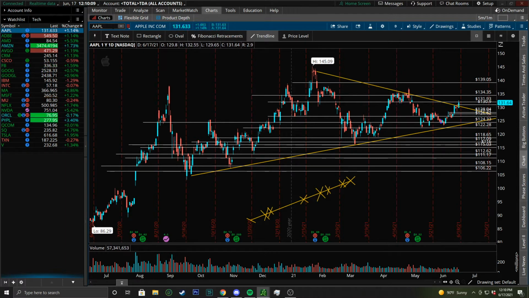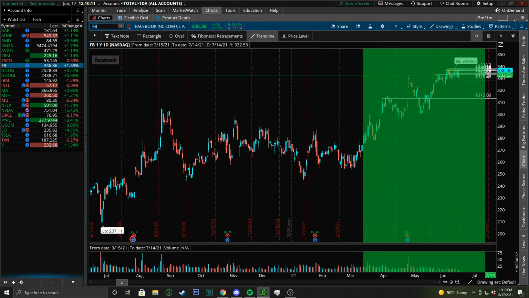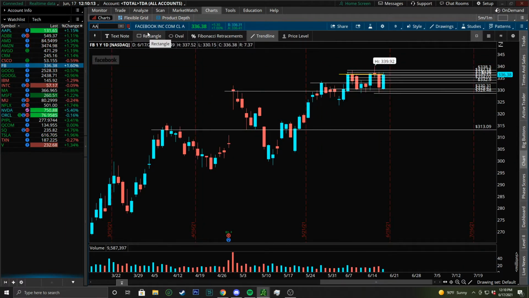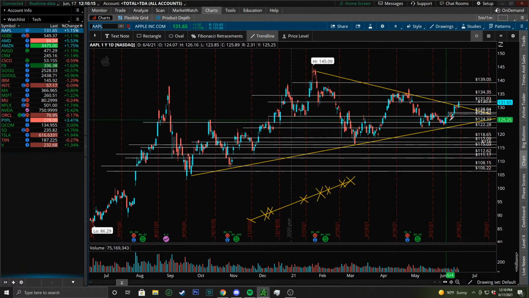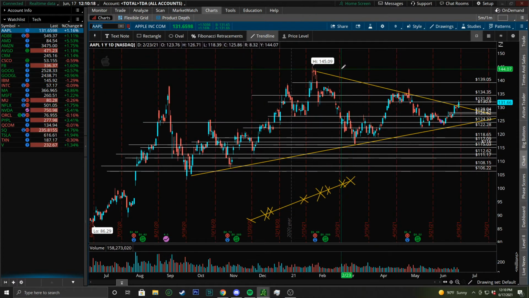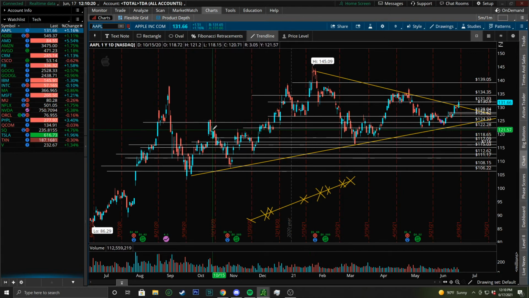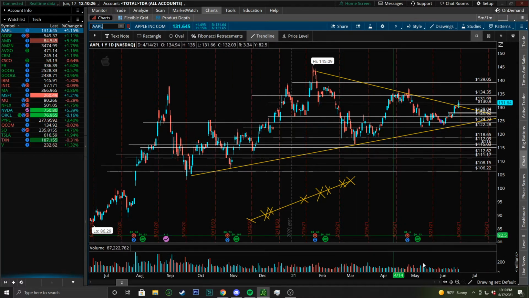Facebook had already done its run. We could see it here. When Facebook was up here, Apple and Amazon were still fighting down here, not even close to their all-time highs, but they're still good, healthy parts of their trend. So they are laggard plays, I guess you could say, but that's not what I was getting at. What I was getting at is how you can play those.